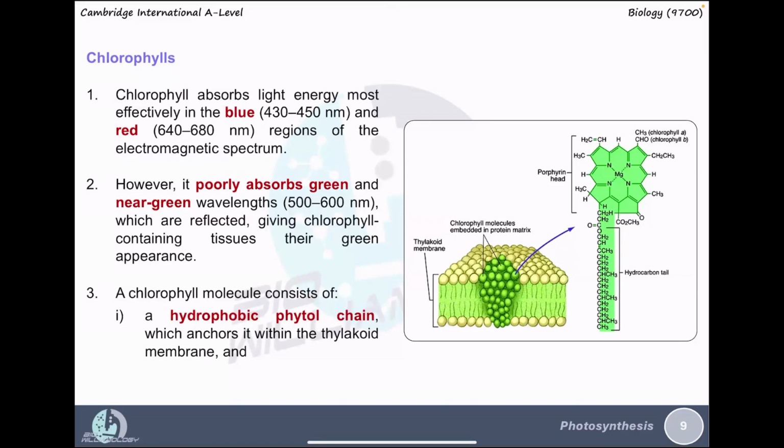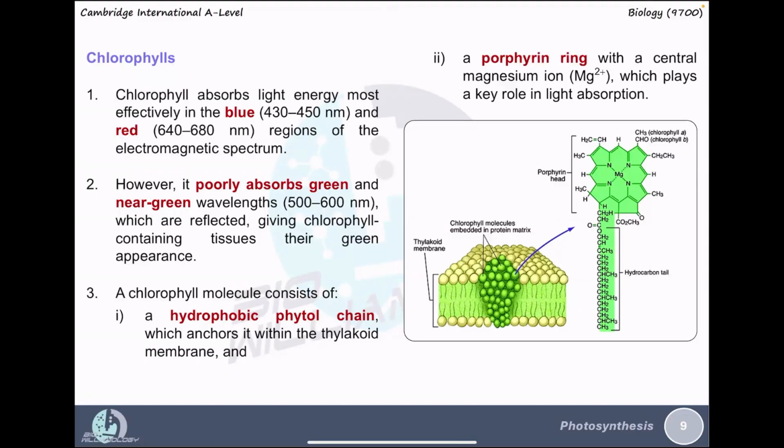This hydrocarbon tail is known as the hydrophobic phytol chain, which anchors it within the thylakoid membrane. You can also see a ring structure with magnesium at the center of the ring, and this ring is known as the porphyrin ring with a central magnesium ion, which plays a key role in light absorption as well as the photo excitation of electrons.